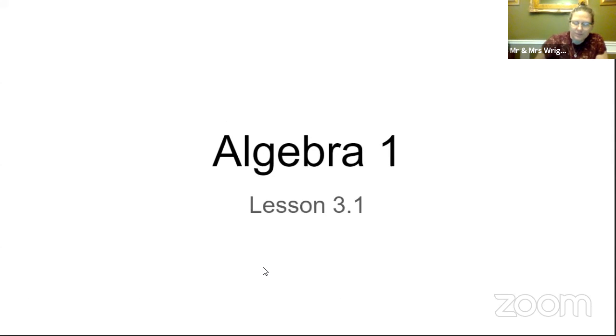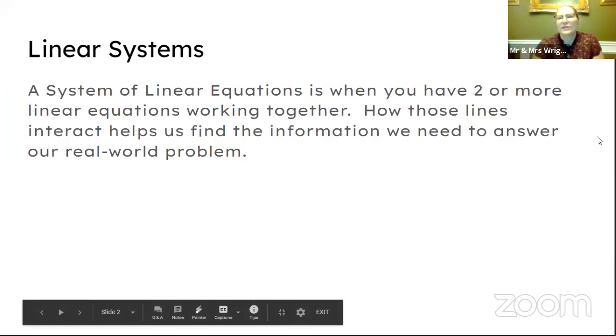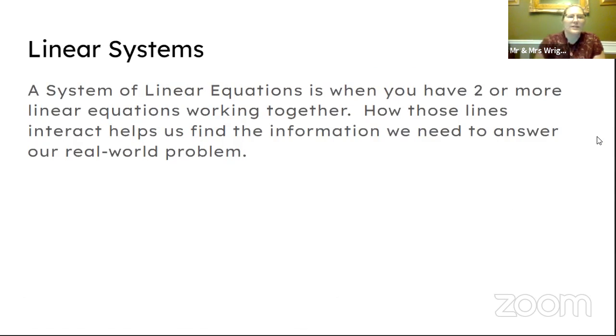So in the module system on the computer, it calls it 2B, but it is the third module. So this is Unit 3, Lesson 1, which is going to be about vocabulary. And so our vocabulary for this unit we're going to start off with is linear systems. Now the entire unit is about linear systems.